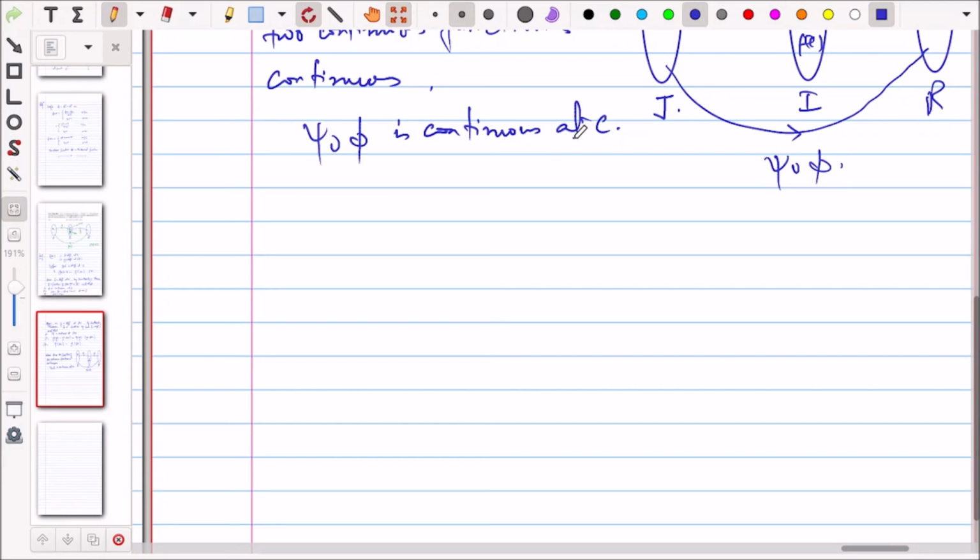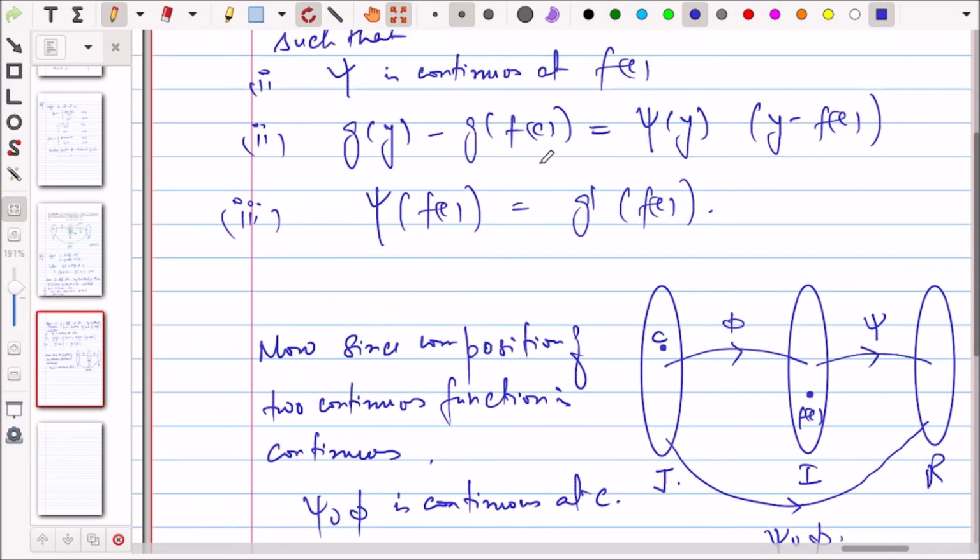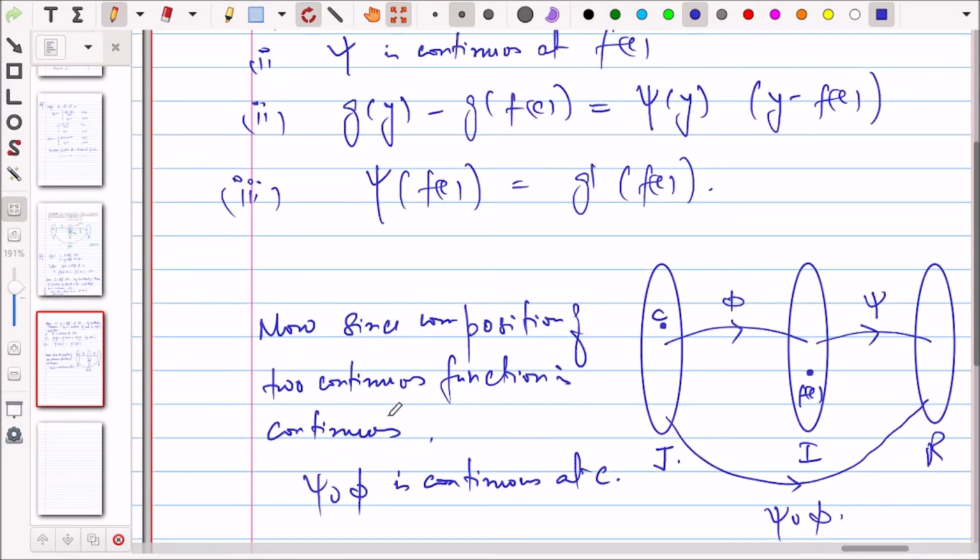Is it fine? Yes, sir. Okay, sir, can we scroll the page down once? Yes, so we have shown one property, that psi of phi is continuous. Now we have to show this property, so for this what will we do?